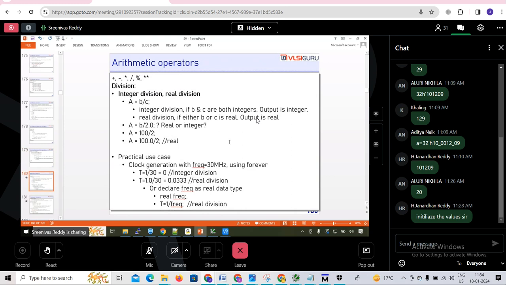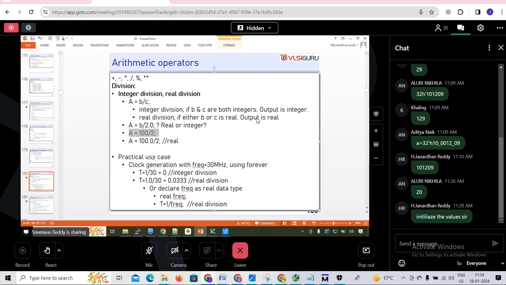You know arithmetic operators, right? Do you know integer division and real division? Do you understand what is integer division and real division? We have already discussed it in Verilog. Tell me, what is this division? Is it integer division or real division? Real, right? 100.0. What is this division? Integer, because 100 is integer, 2 is integer.